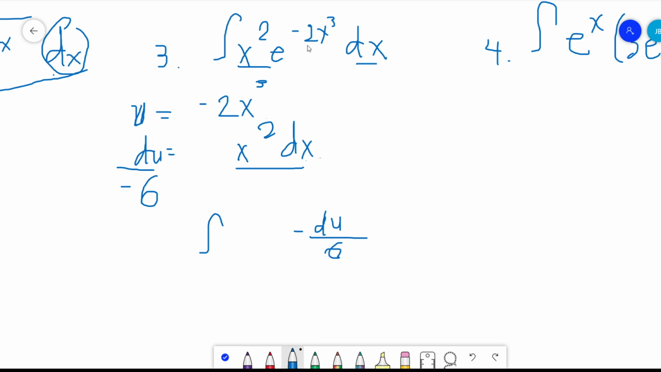Okay, and then e to the negative 2x cubed, so e to the negative 2x cubed is your u. So yes, we can already integrate this one. We can integrate this one because all of it is in terms of u. Now we just need to simplify.